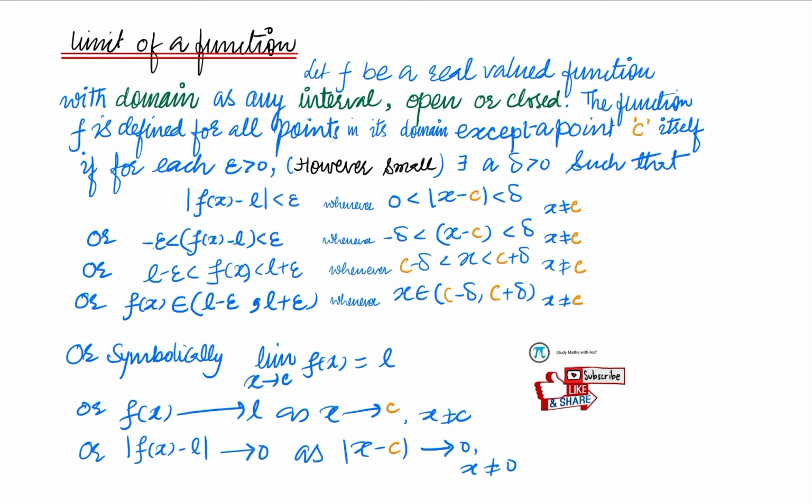Anyway, so the function is defined on the interval, right? It is defined for all values of the interval except one point where we are talking about the limit of the function, right? If it is defined at C, there is no fun in understanding the limit, because the limit is different from the value of the function, right? So I'm considering the function is not defined at C, but I will talk about the limit at C, right?